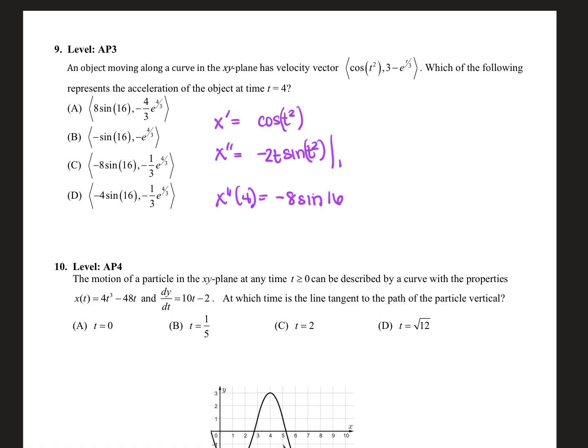So I think immediately we know that the answer has to be C, but let's go ahead and double check the y values. So y prime was 3 minus e to the t over 3. So y double prime, chain rule, you'll have -1/3 e to the t over 3. T is equal to 4, so you can see, in fact, that does work.